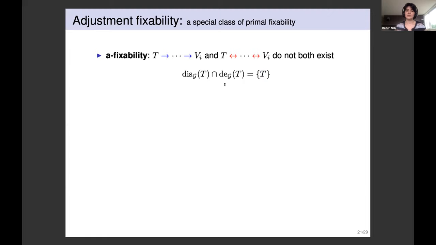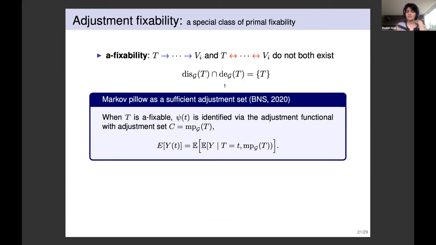So this adjustment fixability coincides with how fixability is defined in the nested Markov paper by Richardson and company, and we gave it the name adjustment fixability because of this result, where we say that when the treatment is adjustment fixable, the counterfactual mean, the target, is identified via the adjustment functional, with the Markov pullout of the treatment as a valid adjustment set. This is quite interesting because it means we can look at arbitrary ADMGs with different patterns of unmeasured confounding, but if we realize that the treatment is adjustment fixable, we can simply use the adjustment functional to estimate the target, or use the other results related to how to estimate an adjustment functional.